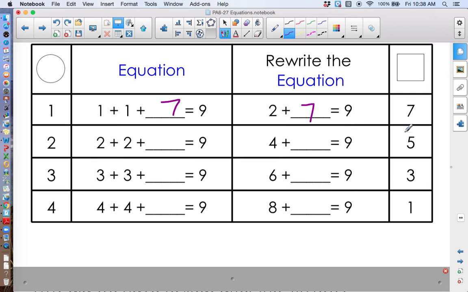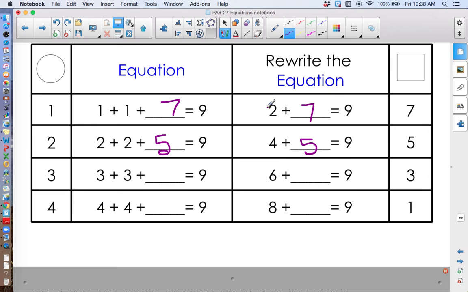7. Okay. 2 plus 2 plus what is going to give you 9? 2 plus 2 is already going to give you 4. This is going to be 5. 4 plus 5 is 9.